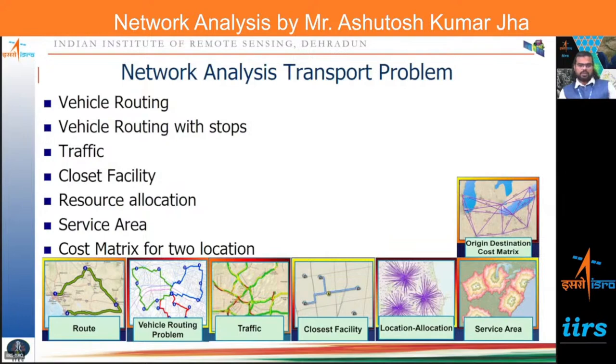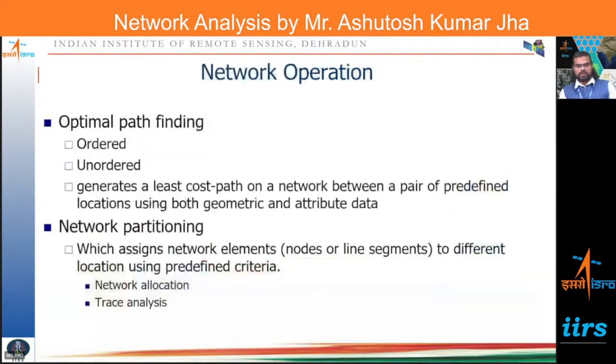The other network analysis includes the cost matrix. It means you may have multiple paths from one location to another, but you would like to know the cheapest cost of transportation to reach from one place to another. This is most widely used in the aviation industry.